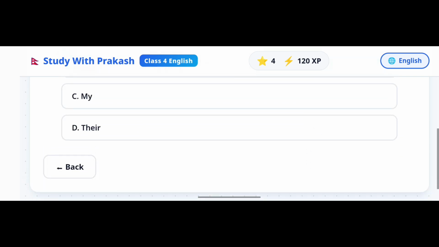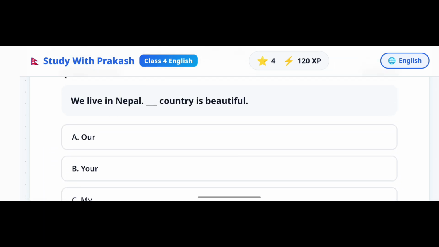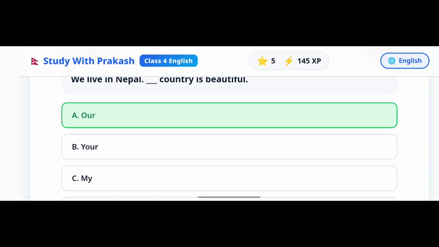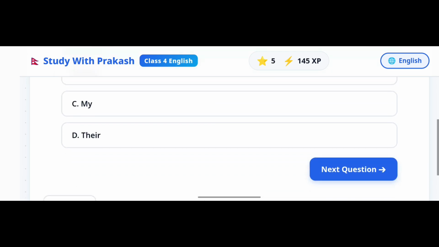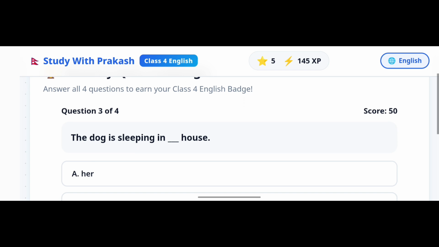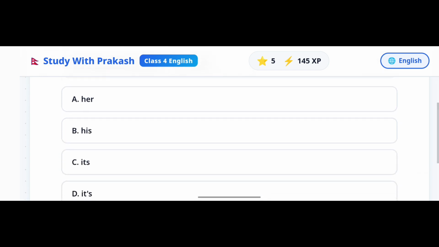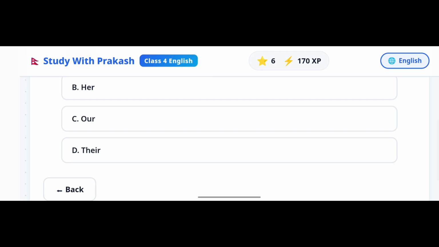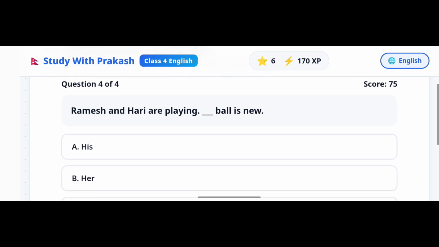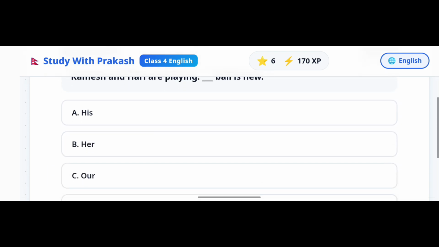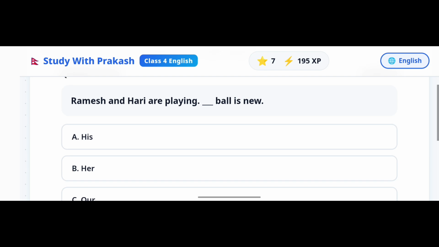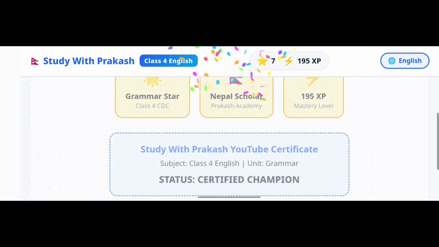Now we will move on to the next question. We live in Nepal. Pause and choose. Very good. Our country is beautiful. The dog is sleeping in. Very good. Its house. Ramesh and Hari are playing. Their ball is new. Very good.